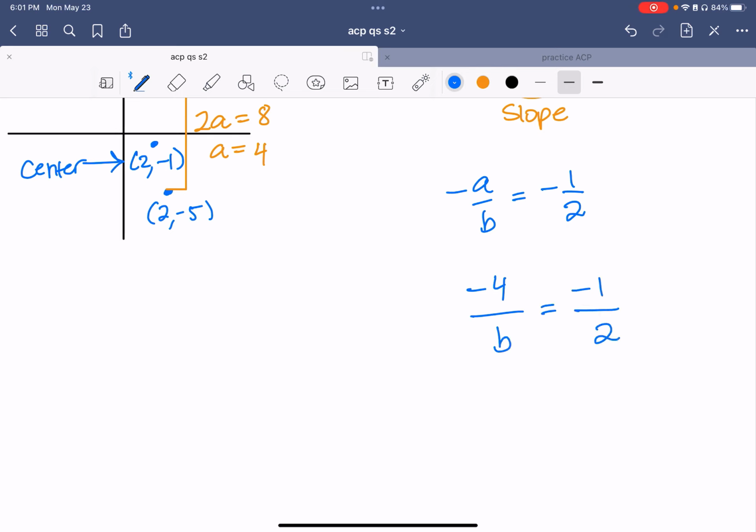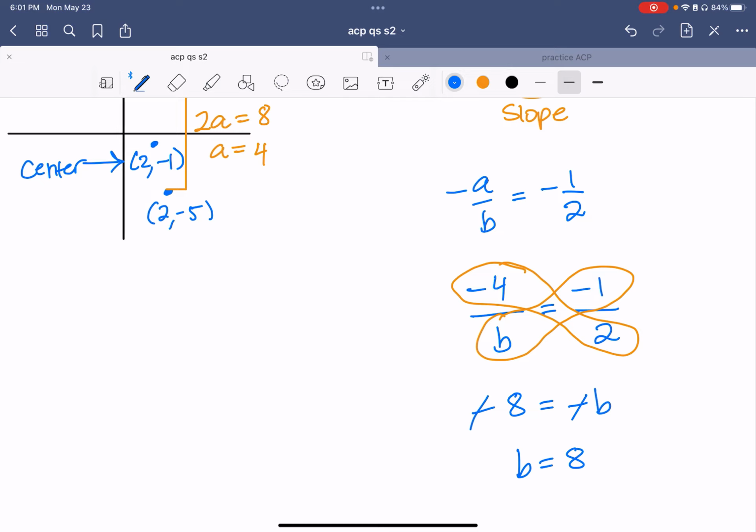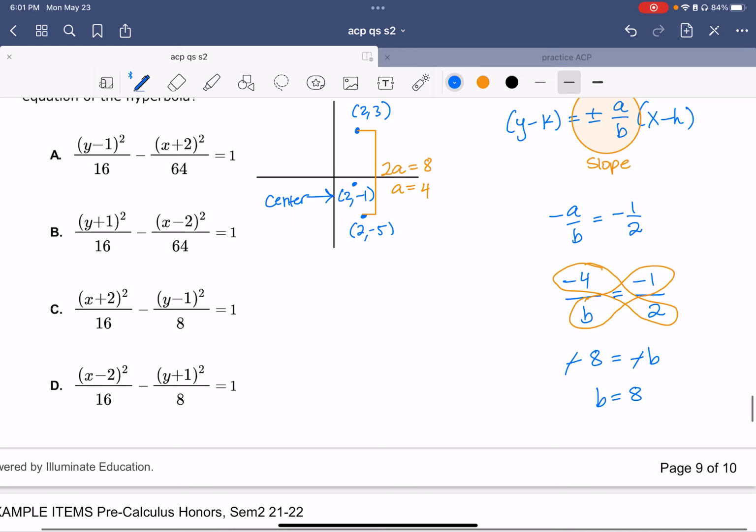Okay, now if you recall, when you have two fractions that equal each other, you cross multiply. If you forget how to do this, you can just put it in and solve and it'll do it for you. Negative 4 times 2 is negative 8. Negative 1 times b is negative b. Take the minus away, so b is 8. Okay, and now we have all the letters we need to write the formula.